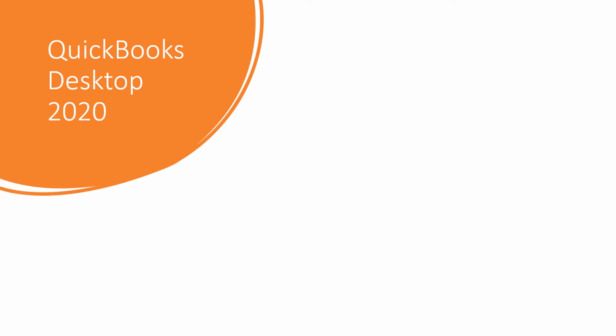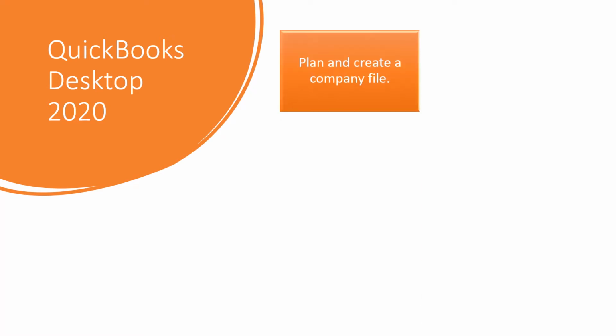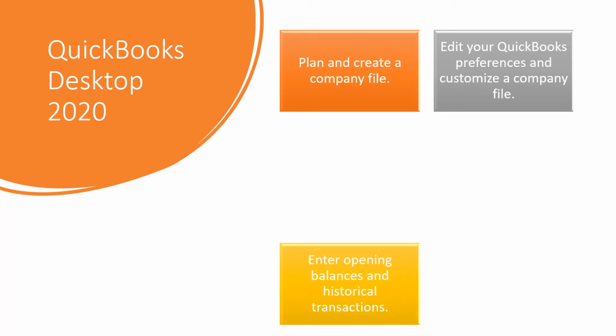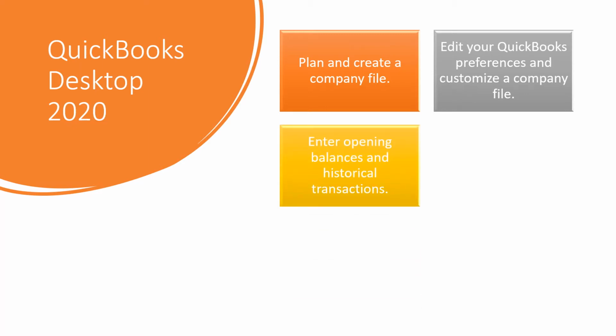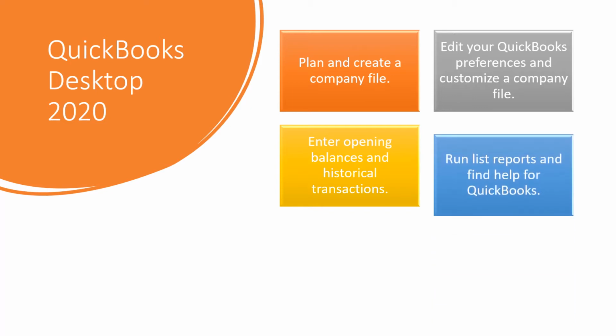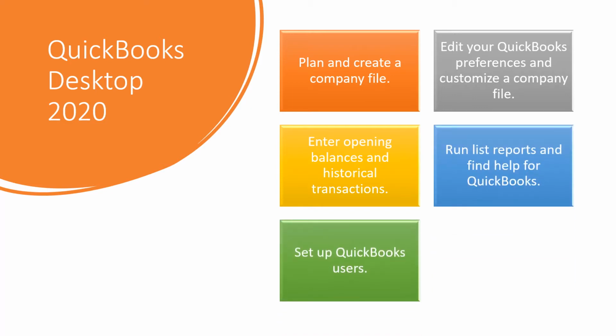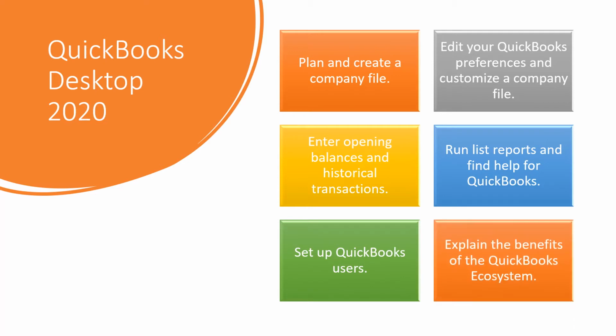In this chapter, you will create a new company file and set up the chart of accounts and new users. By the end of this chapter, you will be able to plan and create a company file, edit your QuickBooks preferences and customize a company file, enter opening balances and historical transactions, run list reports and find help for QuickBooks, set up QuickBooks users, explain the benefits of the QuickBooks ecosystem.